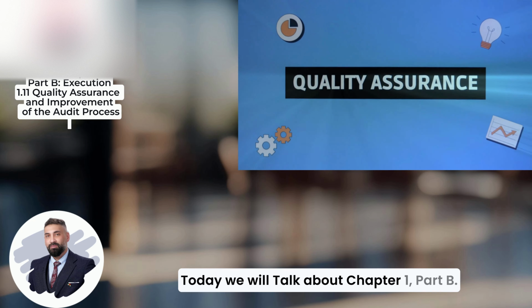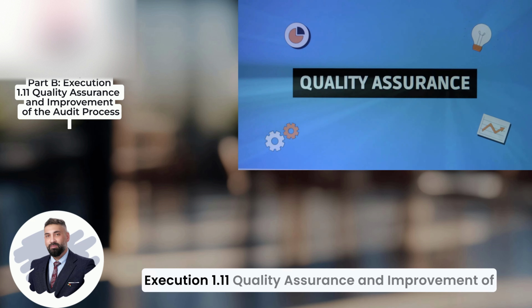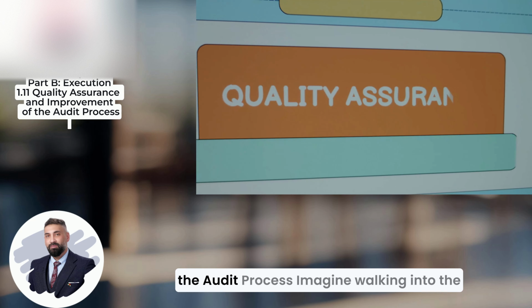Today we will talk about Chapter 1, Part B, Execution 1.11, Quality Assurance and Improvement of the Audit Process.